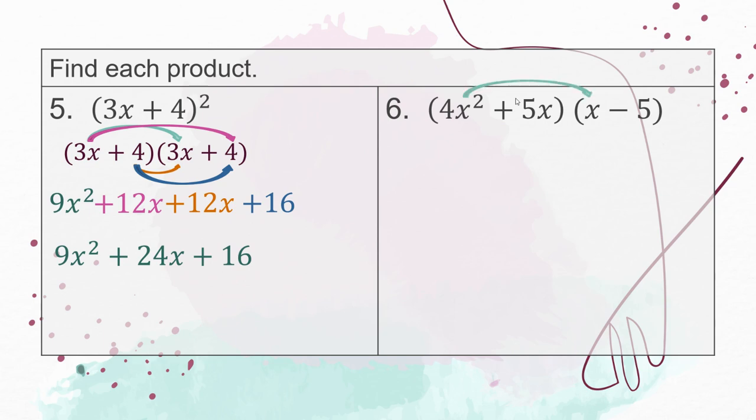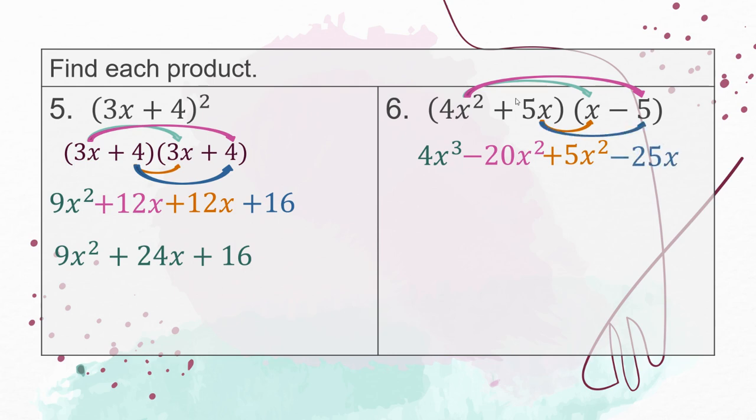Number 6, we're going to distribute 4x squared. 4x squared times x gives us 4x cubed. And then 4x squared times minus 5 gives us minus 20x squared. Next, distributing the 5x. 5x times x gives us plus 5x squared. And then 5x times minus 5 gives us minus 25x. And we do have like terms, -20x squared plus 5x squared combine to give us -15x squared.